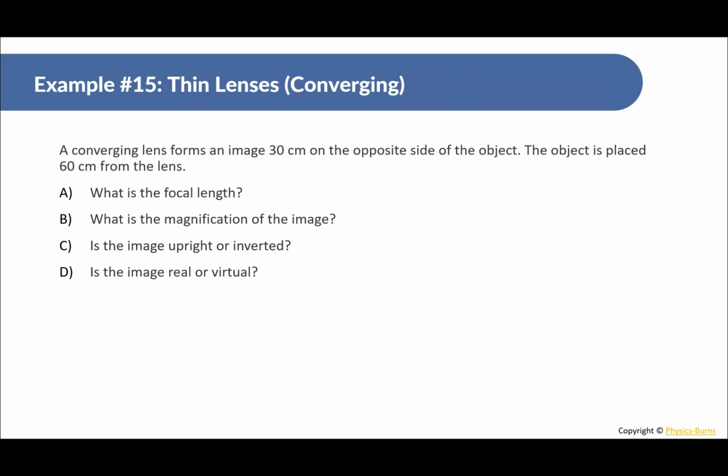Moving on. A converging lens forms an image 30 centimeters on the opposite side of the object. The object is placed 60 centimeters from the lens. What is the focal length? What is the magnification of the image? Is the image upright or inverted? Is the image real or virtual? Okay, so let's figure a few. Let me maybe draw it out this time.